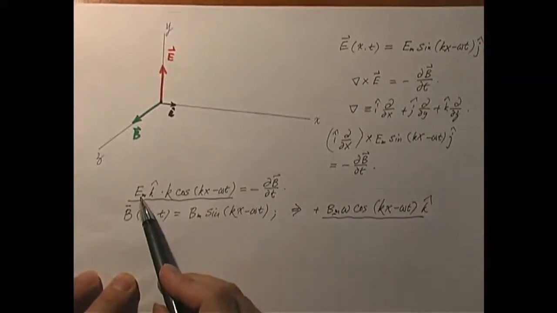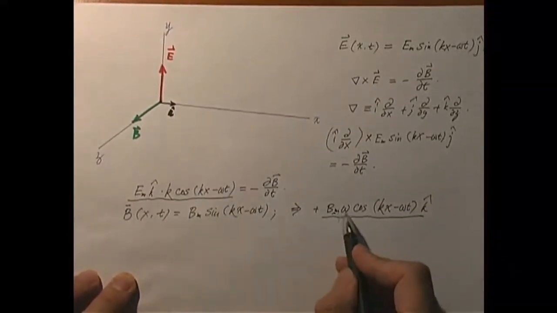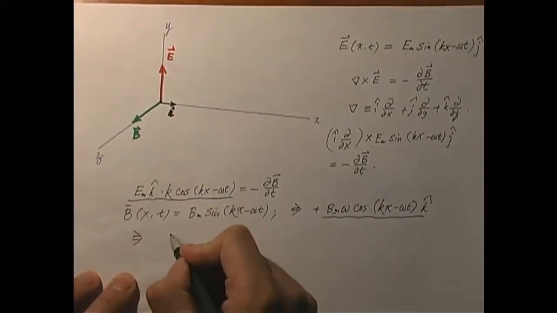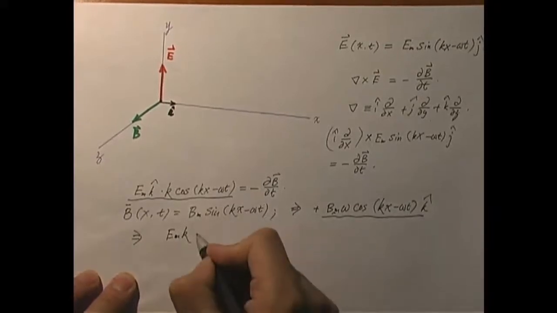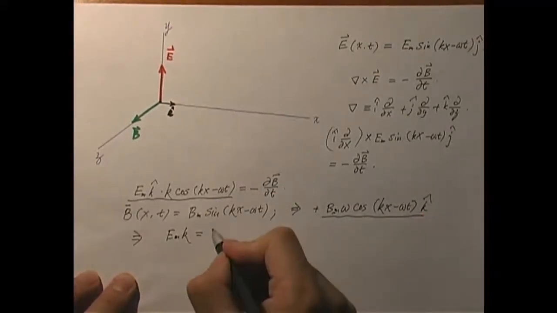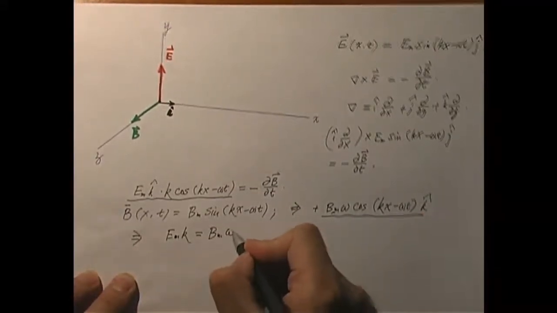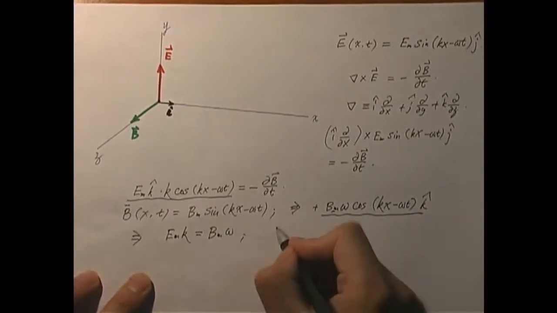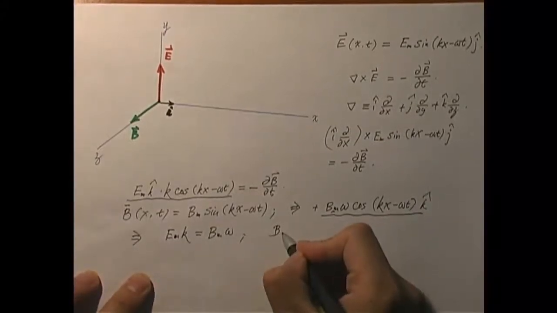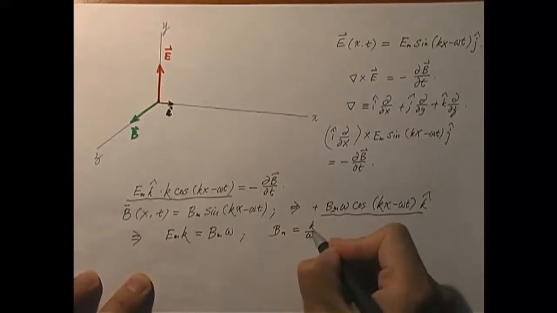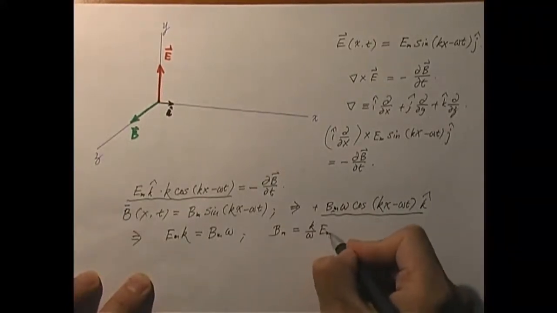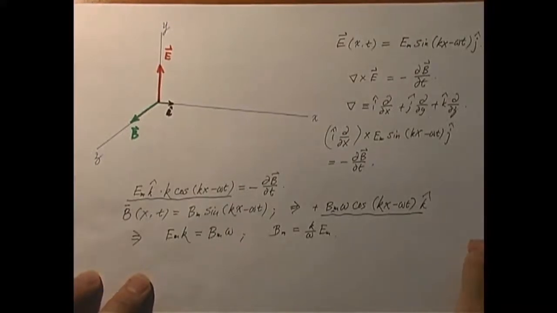But what's left is E maximum times k on this side and B maximum times omega. So you conclude that to match them, I have E maximum times the wave vector k must equal B maximum times omega. And therefore, the amplitude of the magnetic field B maximum must equal k over omega times E maximum. What exactly is k over omega?